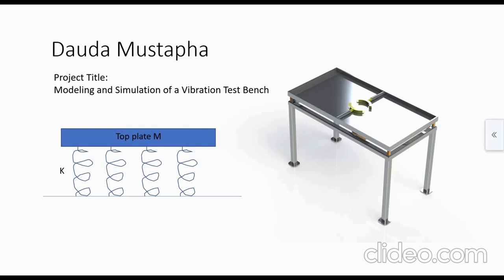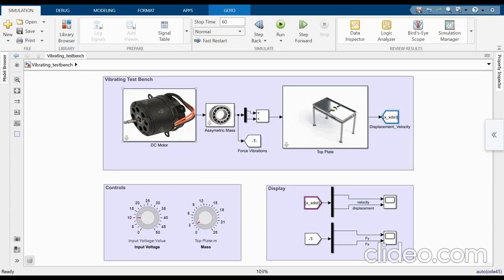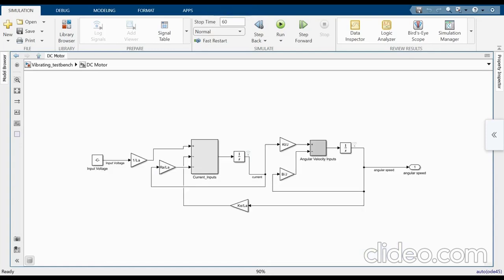Good day, my name is Dauda Mustafa, and I will be modeling and simulating a vibrating test bench which I use for my final year undergraduate project. It consists of a DC motor, an asymmetrical mass, and a top plate for simplicity.